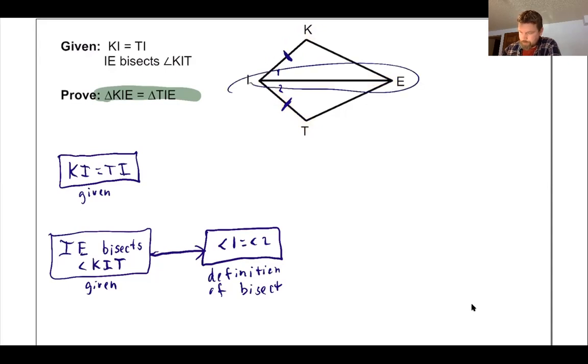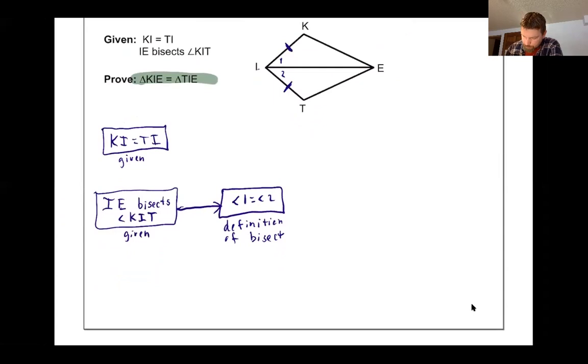So this one is going to be congruent to itself. Now I didn't need to know anything to know it's congruent to itself, so I'm going to put it down here. IE is equal to IE. Those little line segments over the top, I didn't do it with KI and IT. I probably should. There we go.